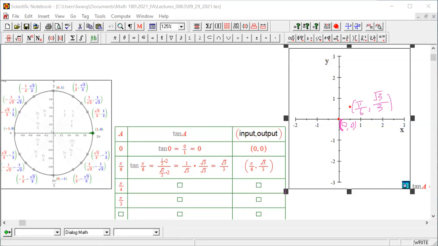So with that said and done, I want you guys to do pi over 4 and pi over 3, similarly putting the points on the chart. Do we need breakout rooms? I'm just going to give you 3 minutes. Let's go. If you want breakout rooms, let me know.